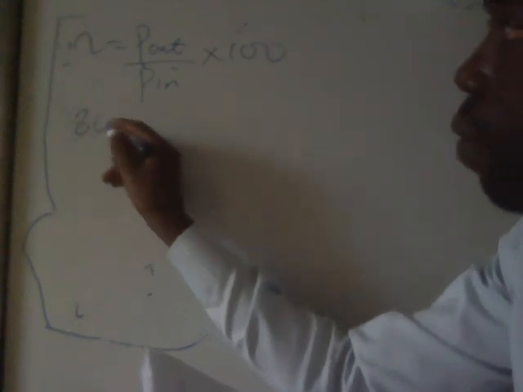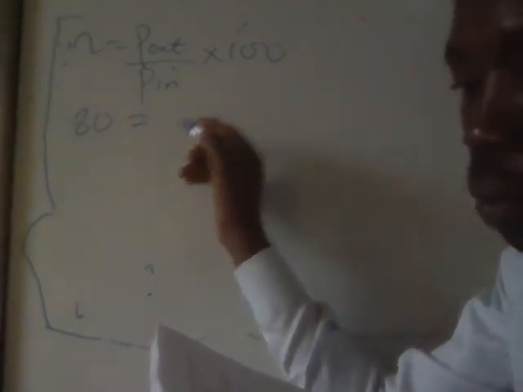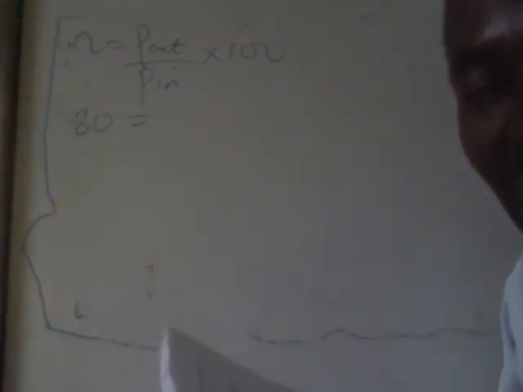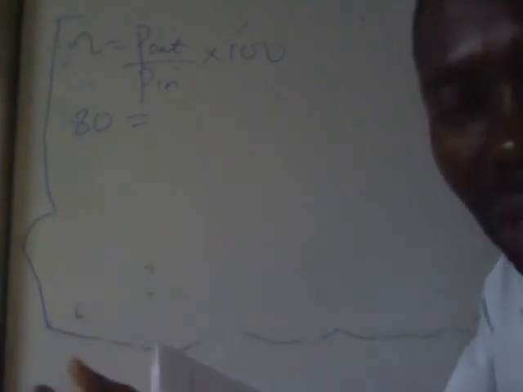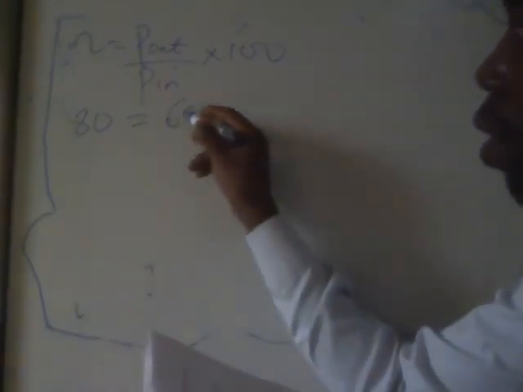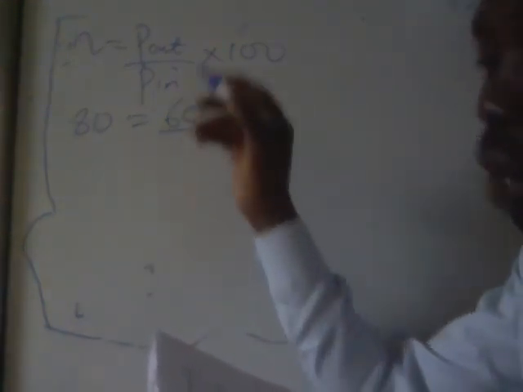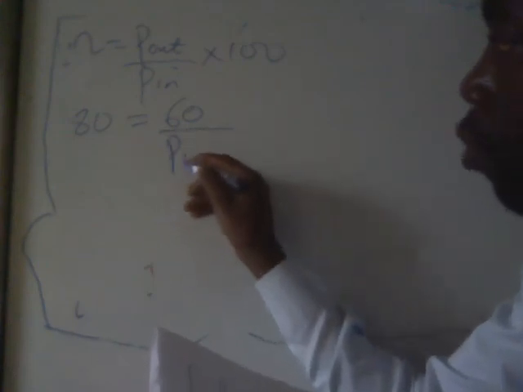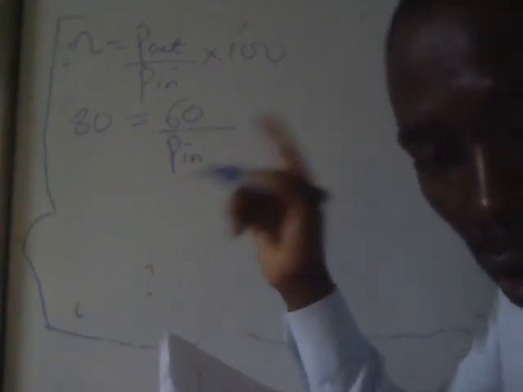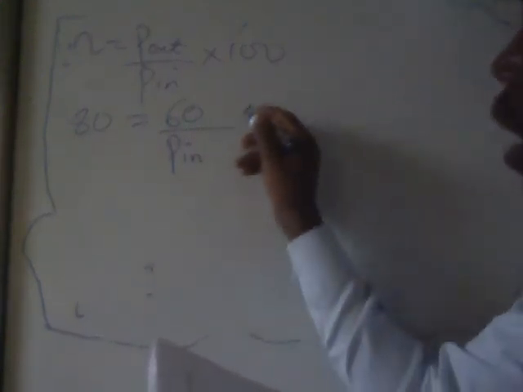Efficiency is 80. Let's substitute. Power output is the 60 watt lamp. The rating of the lamp that will light up is the output. That's 60 watts, already in its SI unit, all over power input. We are looking for power input, which is not given. You must have one unknown that you look for, times 100.